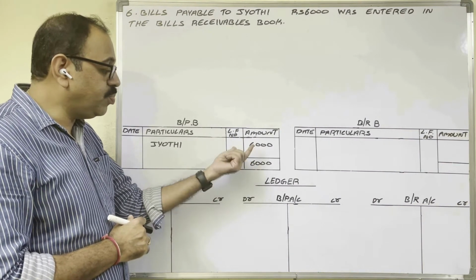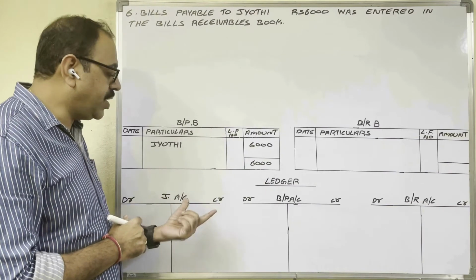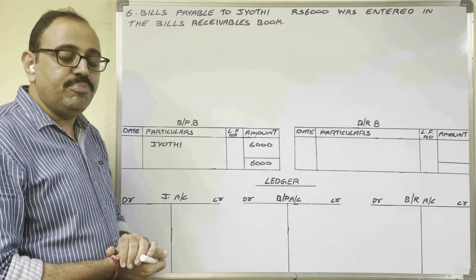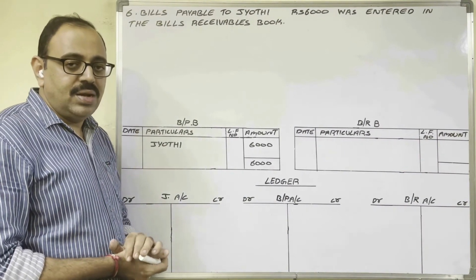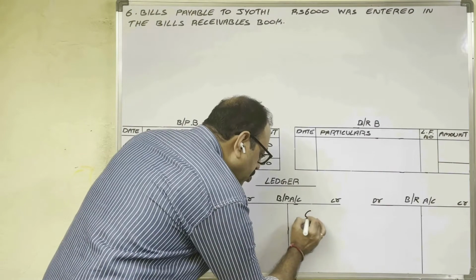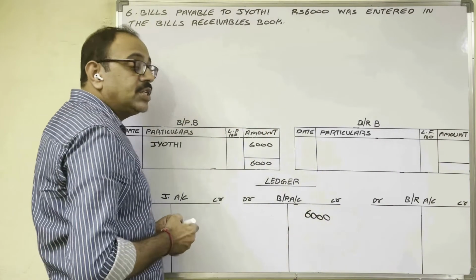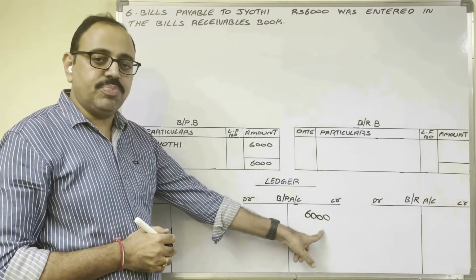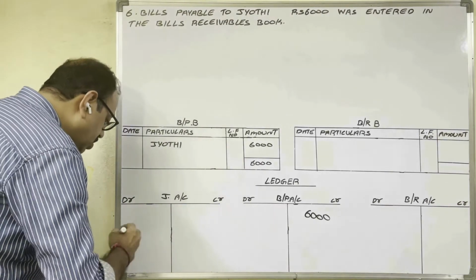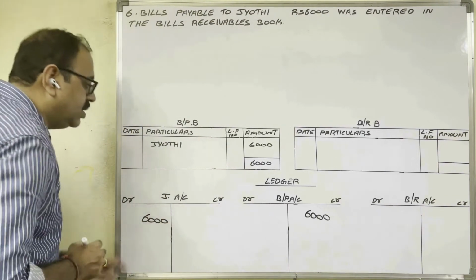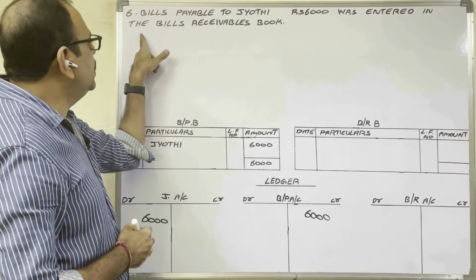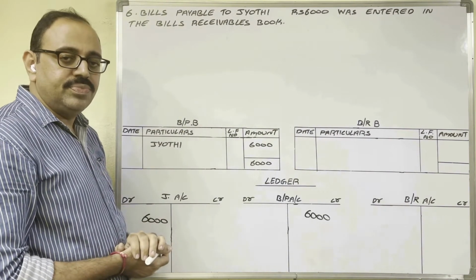In ledger, firm should post this in bills payables account and in Jyoti account. In bills payables account, this side, bills payable is a liability. Liability shows a credit balance. Therefore, this total on credit side we should post. By sundries as per bills payables book 6,000 rupees. As 6,000 is credited in bills payable, in Jyoti account we should debit 6,000 rupees. Correct recording, correct posting. Now observe the mistake. It was entered in the bills receivables book.